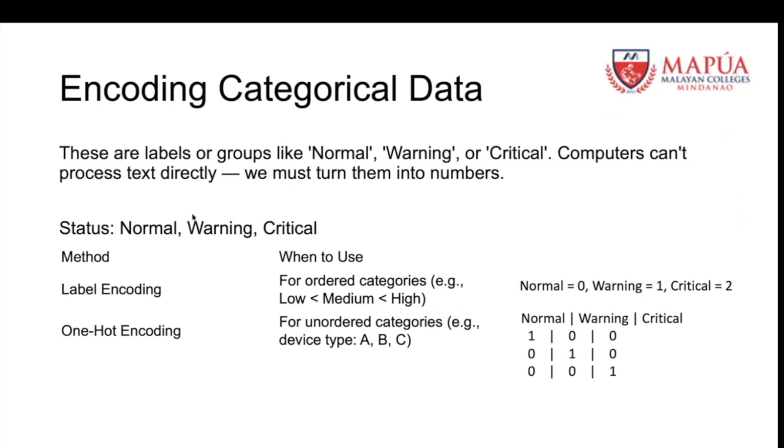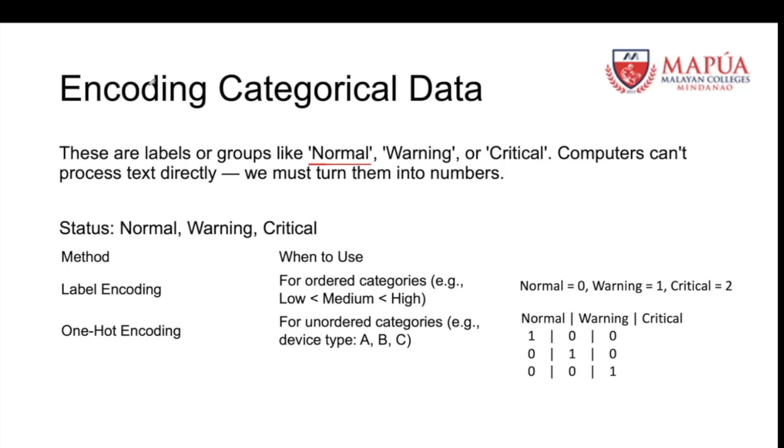So encoding categorical data, these are labels or groups like normal, warning, or critical. Or in different classification techniques, there are various labels. Again, computers cannot process text directly. So that is why, as mentioned earlier, they cannot understand human language, but they can understand numbers.